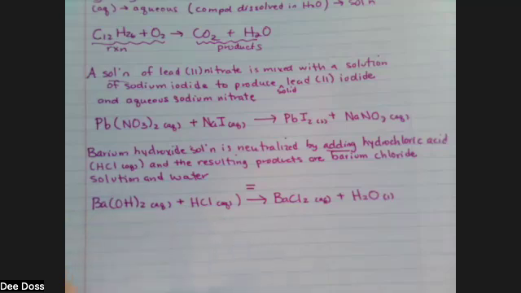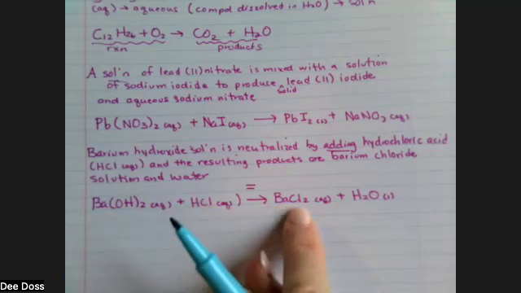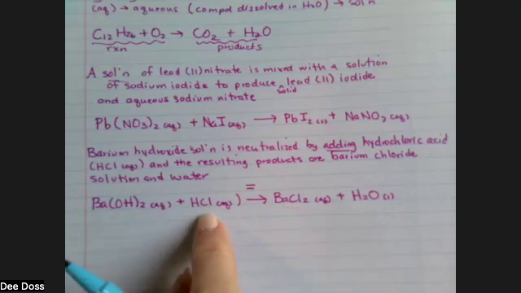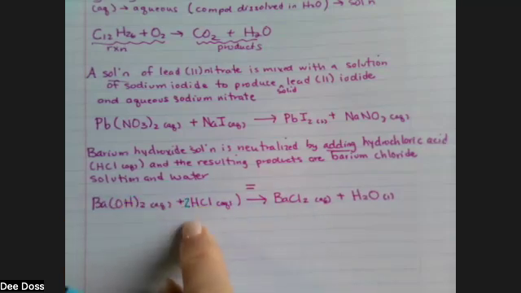Even though I'm balancing O's and H's last, I'm going to do O's and then I'm going to do H's because I have H in two different places. So next I'm going to look at my Cl. I have one Cl here. I have two over here. I have to multiply something by one to get two, which would be two. It always goes out front.